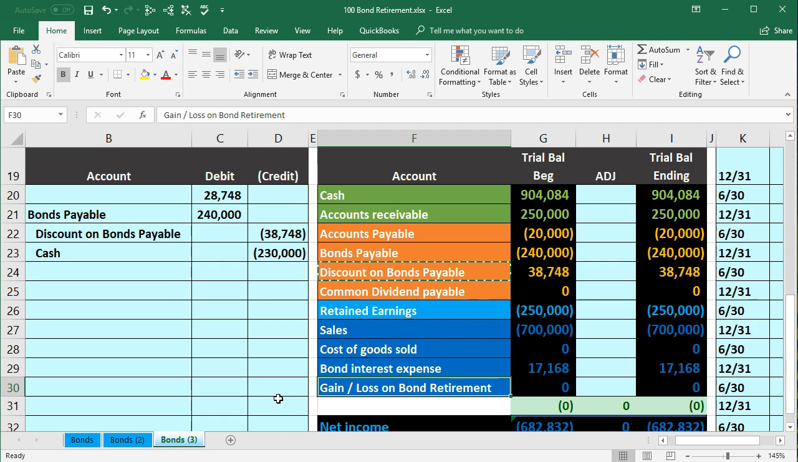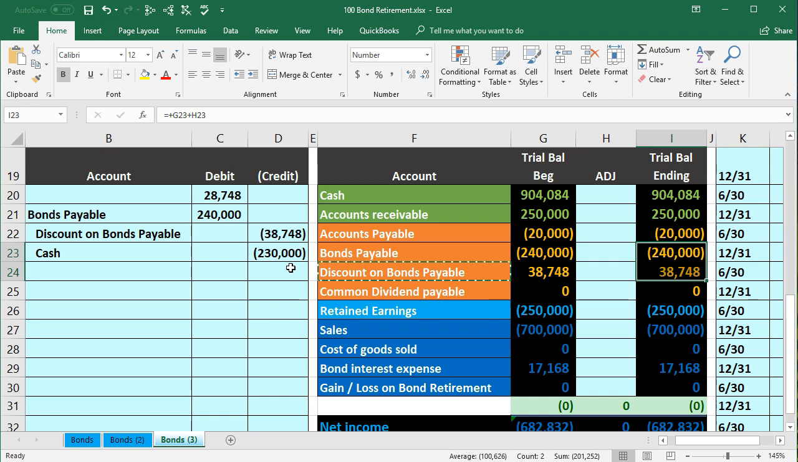So when we retire it, we're going to have a gain or loss. What's the gain or loss going to be? Well, it's going to be the carrying value, the 240 minus the discount or plus the premium, 201 52 minus whatever we have to pay for it. So in this case, 230,000.